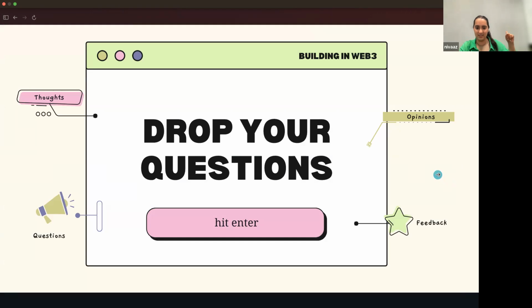We have some questions on Slido that are coming up, but nothing in the chat at the moment. No. Okay, cool. Should we use the Slido questions? Sure. So one of the questions is, what are some key limitations or downsides of Web3?